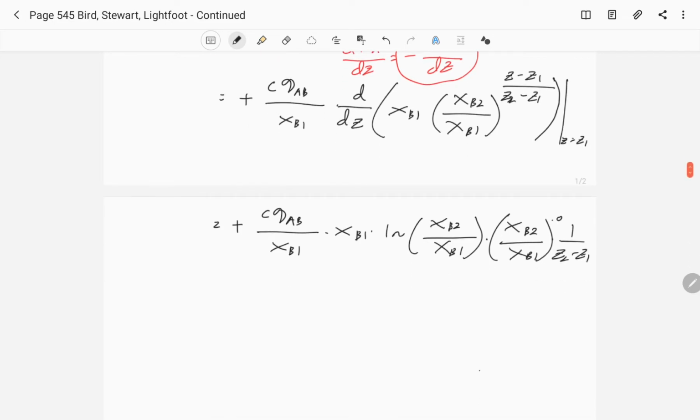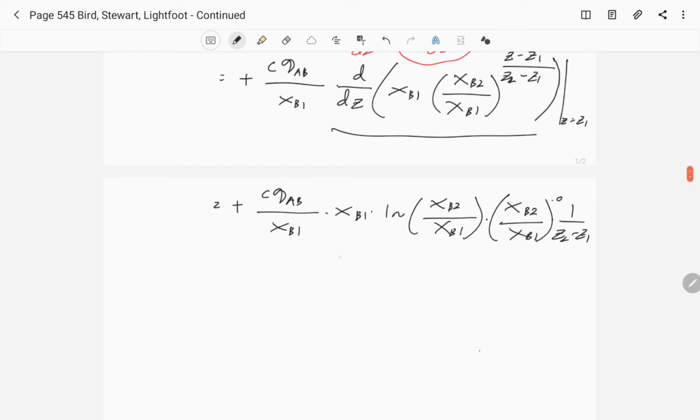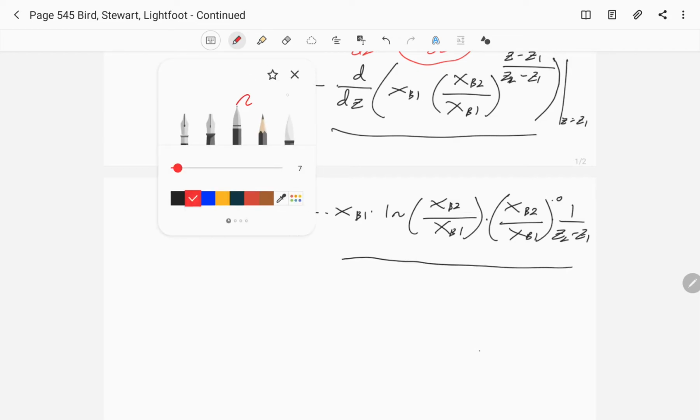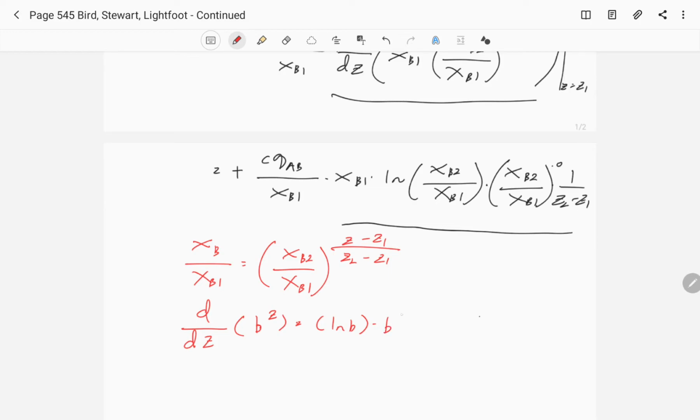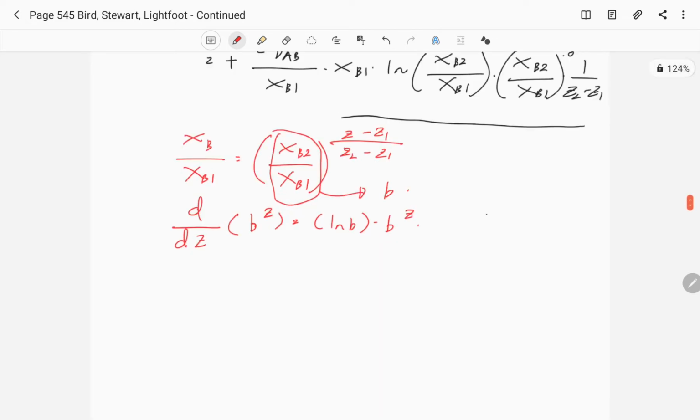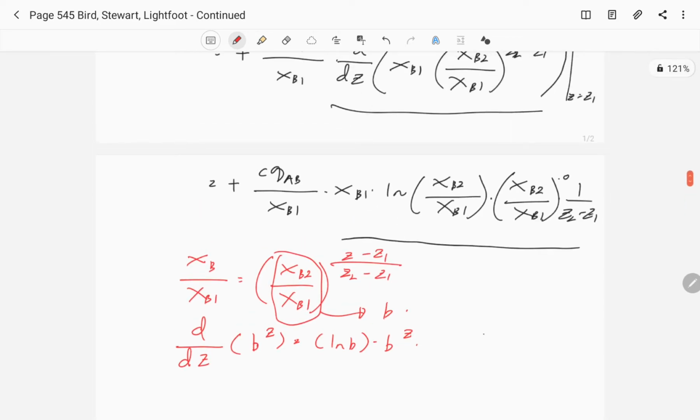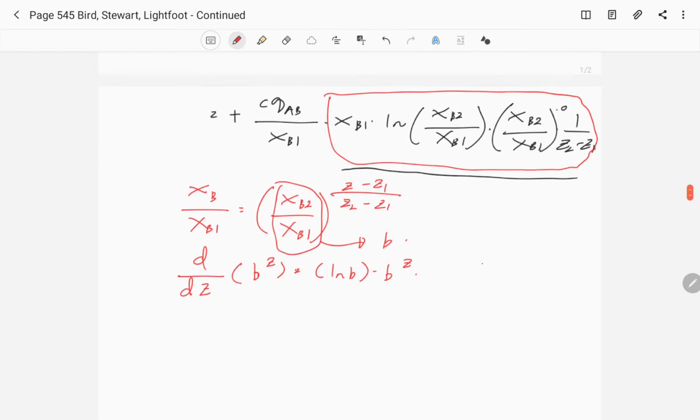Now you need to remember that if you ask why this term in here can become this in here, I'll derive it just for you to understand everything. So this one is your expression for xb, with z minus z1 divided by z2 minus z1 in the exponent. The derivative of b to the power of the function of z will be ln b multiplied by b to that power, and this particular term can be taken as b. So if you do these things, then you will get this particular term after substituting z with z1. You need to confirm this yourself.